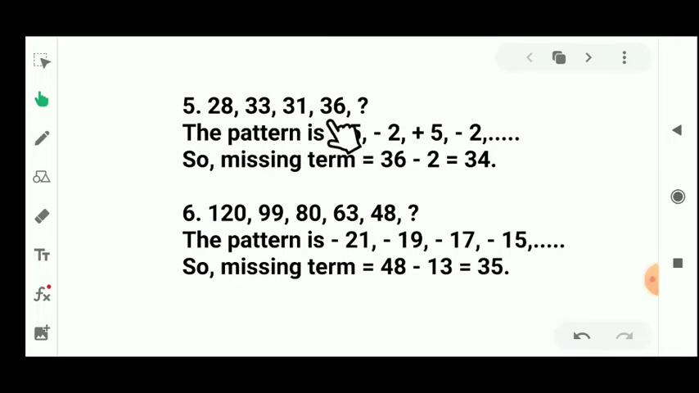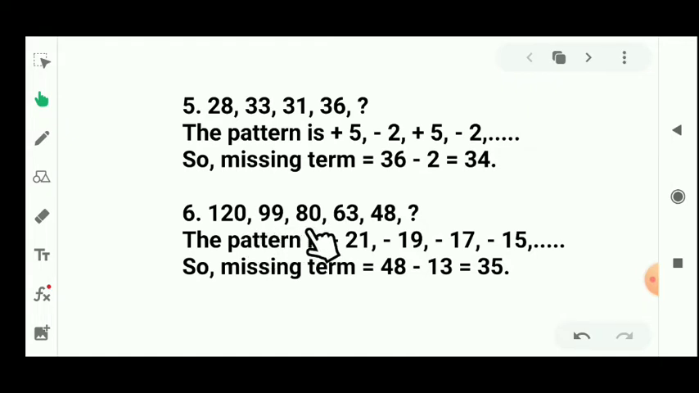Now students, let's see the next question, that is question number 5. 28, 33, 31, 36. So observe the pattern. The pattern is 28 plus 5, that means 33. Then 33 minus 2, then plus 5, then minus 2. That means 36 minus 2 will be 34. So the pattern will be plus 5, minus 2, plus 5 and minus 2.